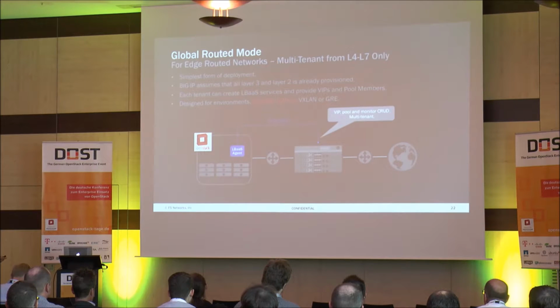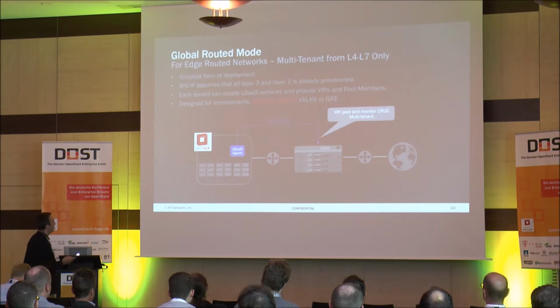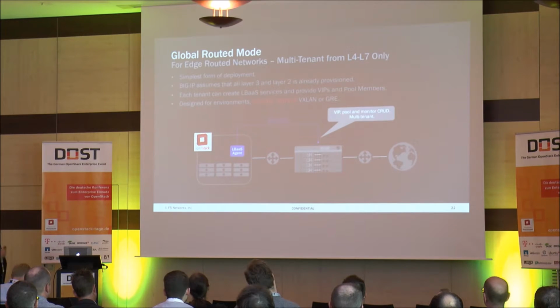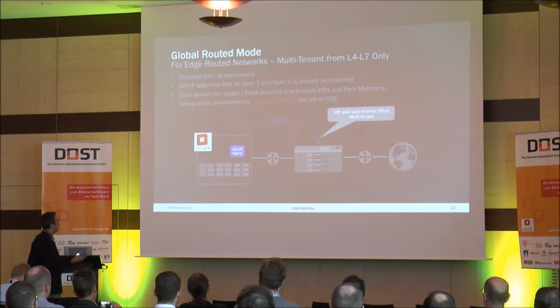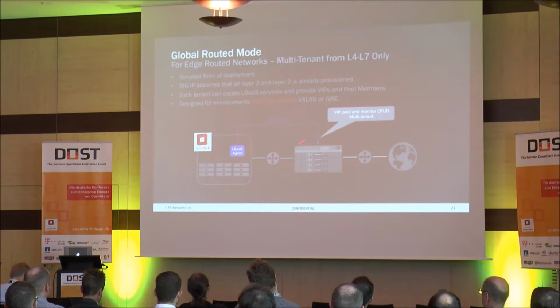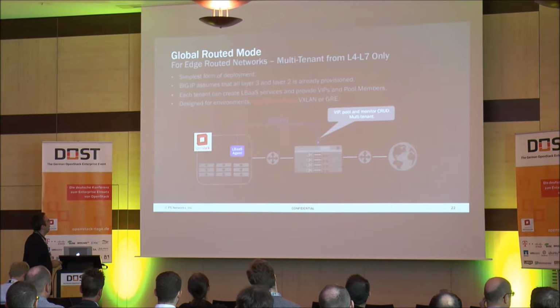Global routed mode is one of the deployment models where the F5 is identified as an infrastructure platform, and you only see from the Horizon GUI virtual server, pool members, and monitors, and you don't specify or define any L2, L3 configuration. That's done from the networking layer, and it has no connection with OpenStack, except that you use Horizon to create virtual servers and pool monitors from the GUI.